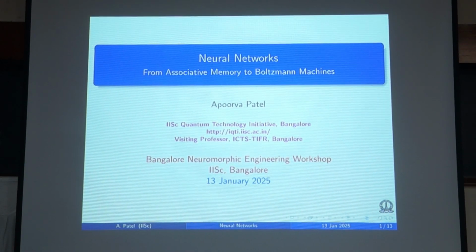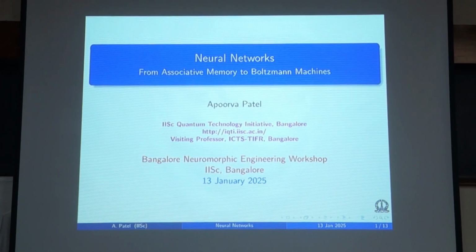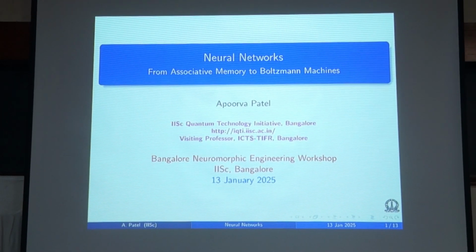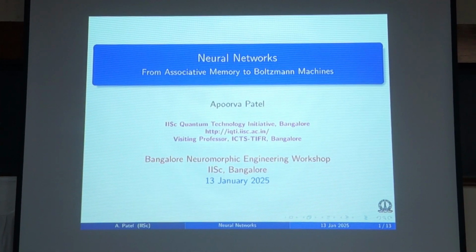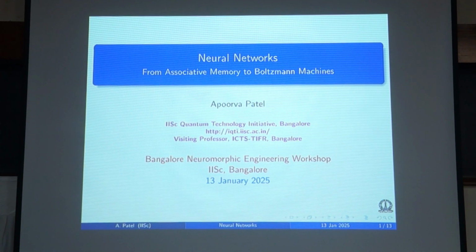Chetan asked me to do that, and I agreed. So I will give a history of neural networks from a long time back. The basic ideas were essentially associative memory and Boltzmann machines. They are now recognized as pioneering contributions to the field, recognized by the Nobel Prize last year. And it's an illustration of how simple ingredients, if you put them in the right manner, can go very far.